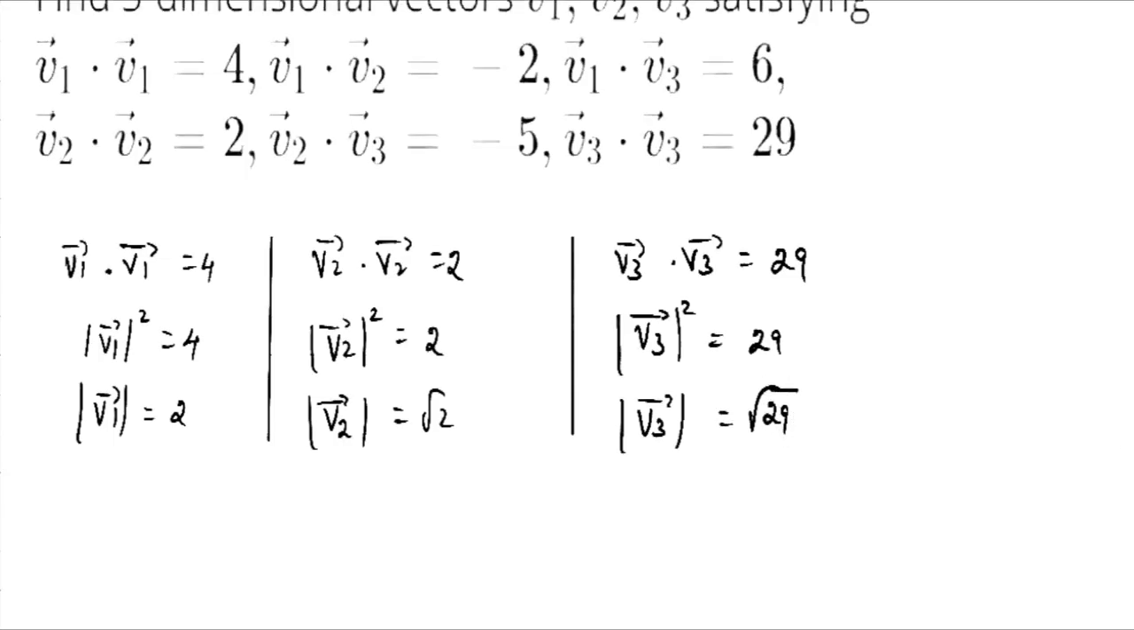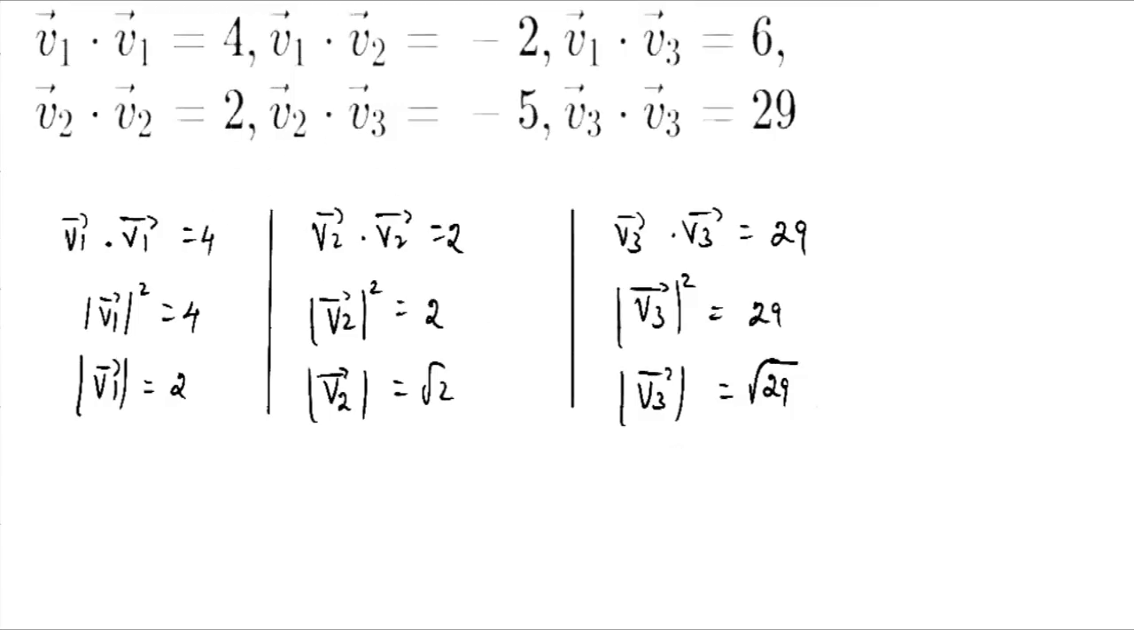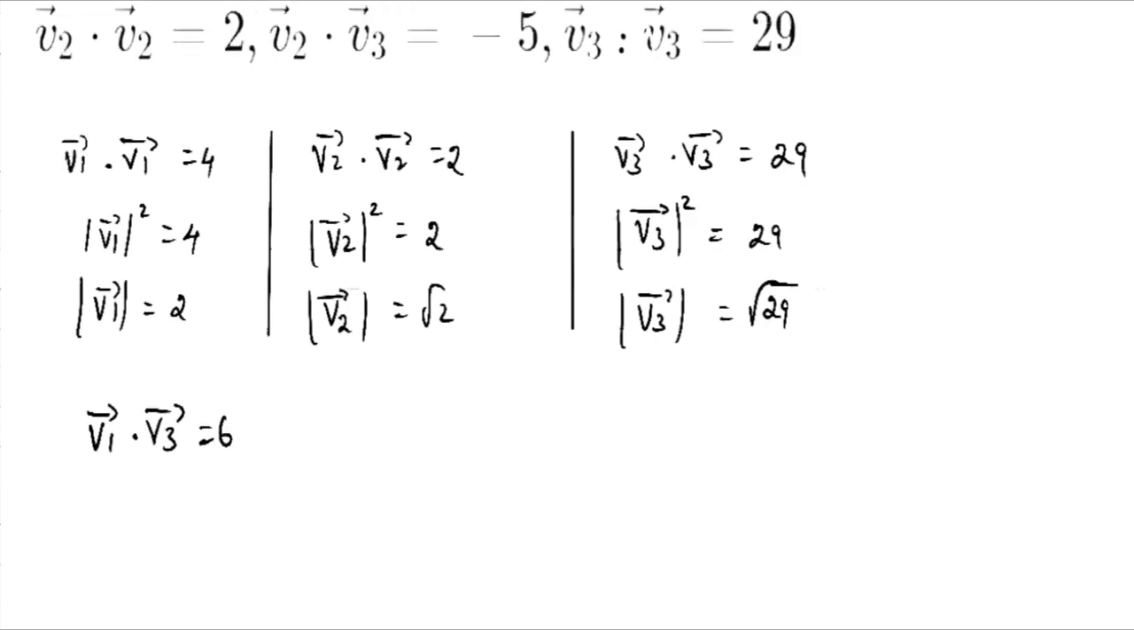Okay students, so these are the three magnitudes we found individually for v1, v2, and v3. Then we have to find the combinations here. First I'm going to take v1 and v3. v1·v3 is equal to 6, right? So the given v1·v3 equals 6.